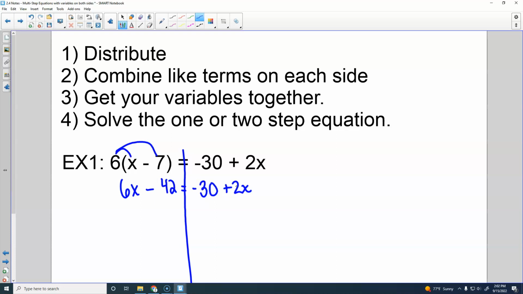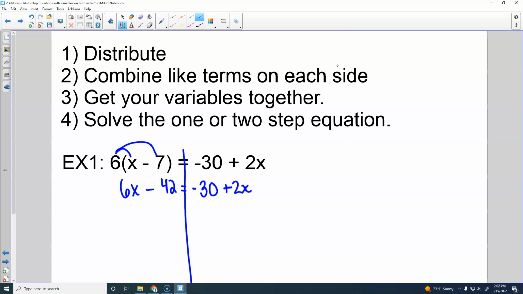Alright. Next step. It says to combine like terms on each side. Now that's if it's possible. Can I combine 6x and -42? I cannot. Can I combine -30 and 2x? I cannot. So I'm skipping the second step because there is nothing to combine. I thought about it and was trying to, but I couldn't do it, right?